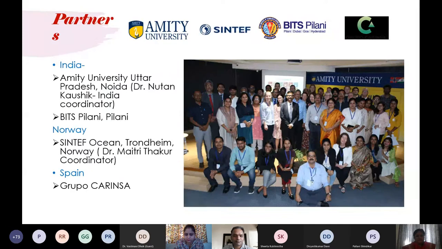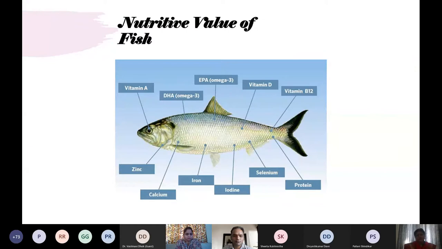So these are the partners of this project from India. MIT University is the leading institution, and then BITS Pilani. From Norway, SINTEF Ocean and NTNU, and then from Spain Grupo Carenza, a company which is leading this project. So if you really look at the fish, it contains a lot of nutritive value. It contains vitamin A, omega 3, DHA and EPA both, vitamin D, vitamin B12, protein, selenium, iodine, iron, calcium and zinc. So it's a highly nutritious food.